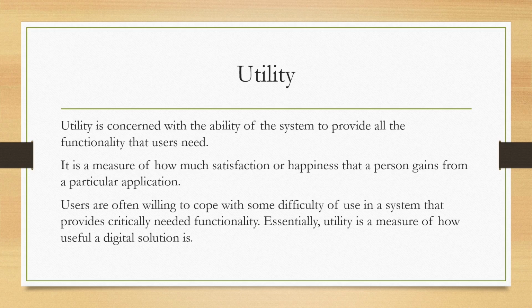Utility. Utility is concerned with the ability of a system to provide the functionality that the users actually need. It's a measure of how much satisfaction or happiness that a person gains from a particular application. Users are quite often willing to use a system that is difficult if they get a lot of benefit out of it. Utility is really closely related to effectiveness. Because utility is about, can the user do the things they need to do with this system? And effectiveness is, how well can the user achieve the goals they need to do with this system?